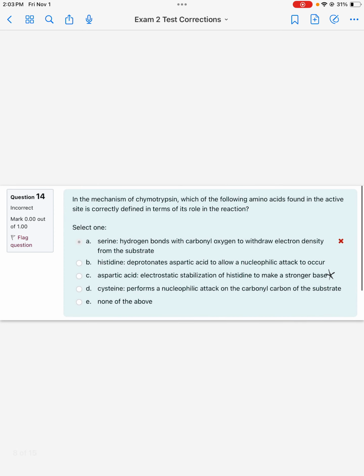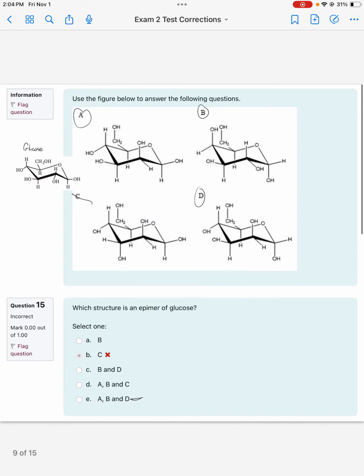Number 14, it should be aspartic acid rather than the A. So the aspartic acid's whole role is to support histidine and make it a stronger base, because histidine needs to be able to remove the hydrogen. So that's what that does in the triad complex. So aspartic acid, histidine, and serine, they all work together. That aspartic acid is going to be supporting histidine.